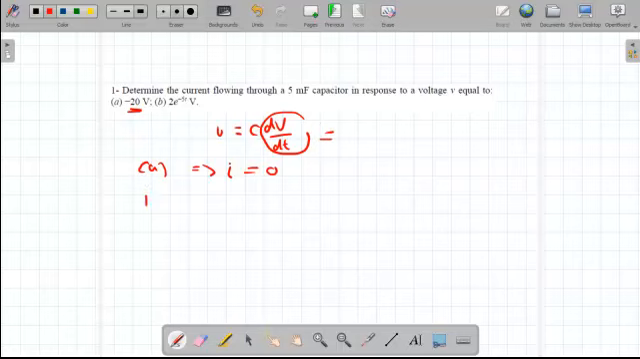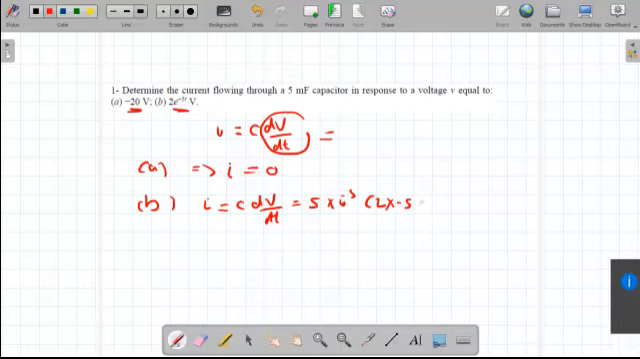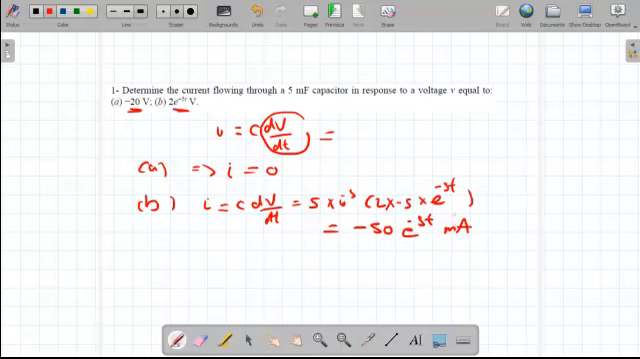In the second case, P, we have the voltage formula given by this. So we know that I equal C dV over dt. So we say C is equal 5 times 10 to the power minus 3, times the derivative of the exponential term, which will be just the derivative of the exponent, which is minus 5, times the exponent itself. So this will equal minus 50 e to the minus 5t milliamp.